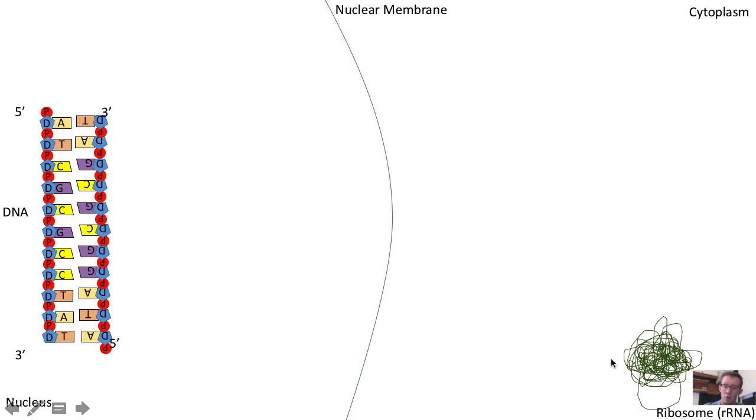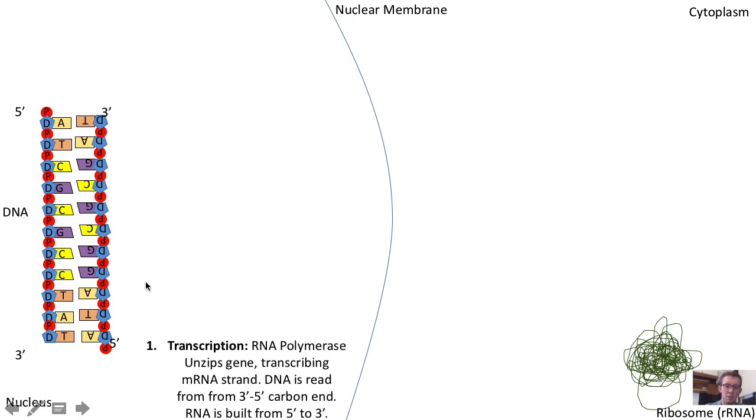And in the lower right-hand corner, we have a ribosome, which is made up of strands of ribosomal RNA. So let's say we wanted to use the ribosome to build a protein out of this DNA. Well, the first thing we'd have to do is the process of transcription. That is, an enzyme would have to unzip this DNA and transcribe a strand of it into a messenger RNA.